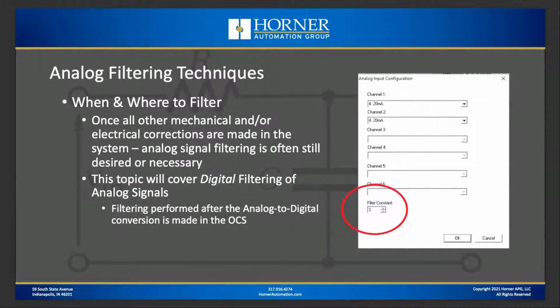However, there is a time and a place to filter. Once we've taken care of the installation and the design properly, now we may need to implement some filtering. In this topic, some of you may have seen the title and thought that we might be talking about adding external capacitors, resistors and inductors to do analog filtering on our signals. But in reality, what we're talking about is digital filtering of those analog signals coming into the OCS. This is effectively filtering that's performed after the analog to digital conversion is done in the OCS hardware itself. That's the level of filtering we're talking about today.